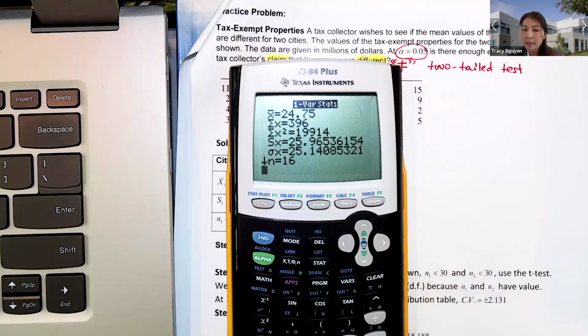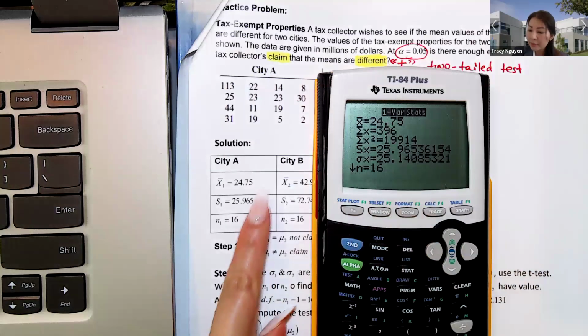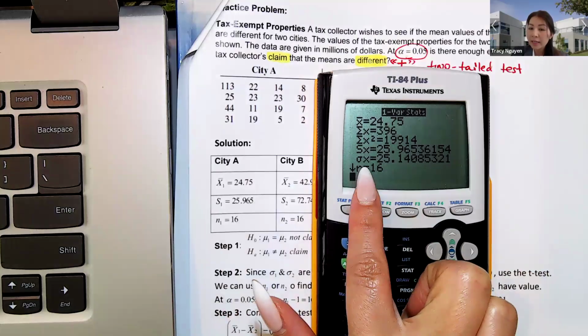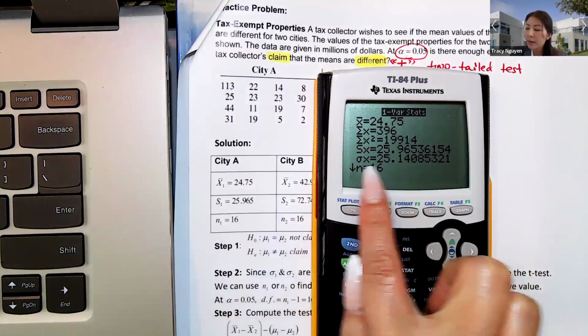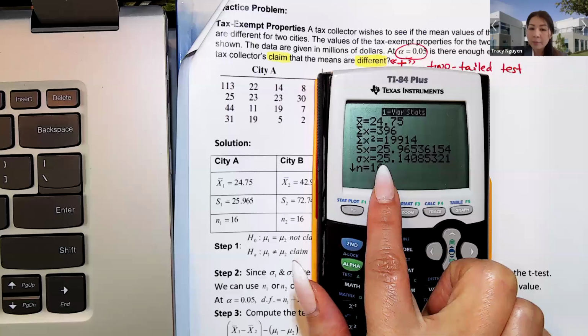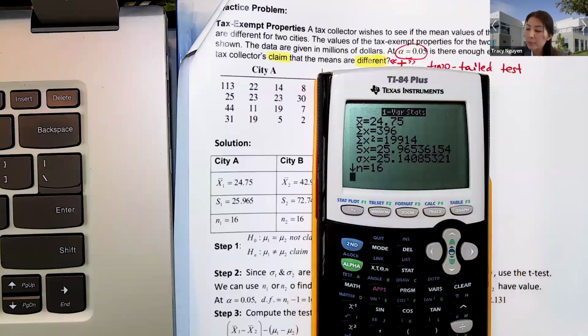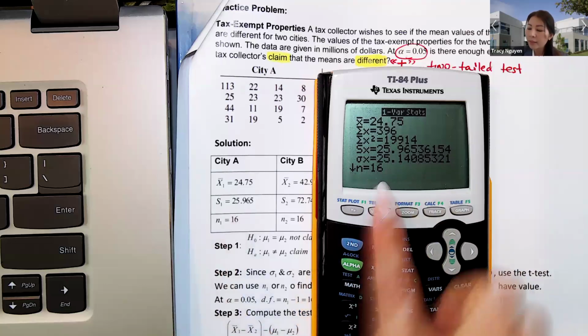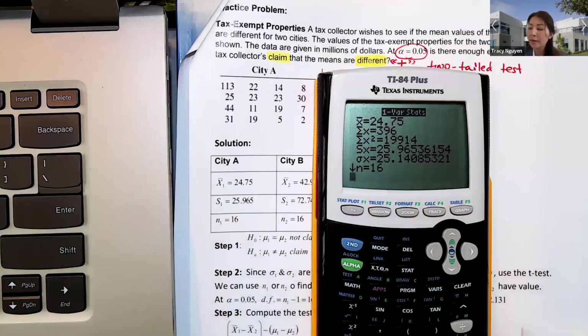And here's what we have. We have x̄1 is 24.75. Whenever we have raw data, we're going to use the Sx instead of sigma x. So Sx is 25.965 with more decimal places, but we'll just do 3 here, that's good enough. Our n1 is 16, that's 16 data values.